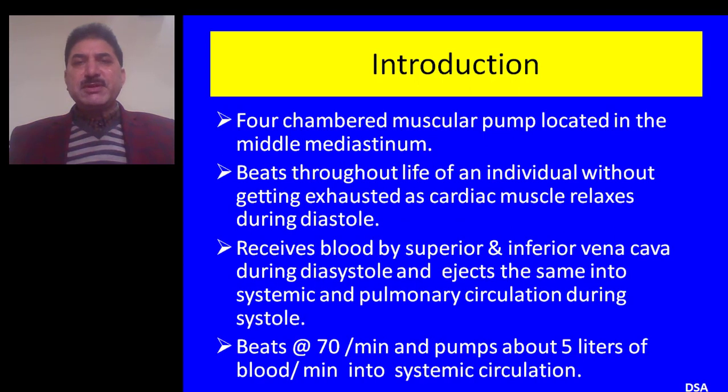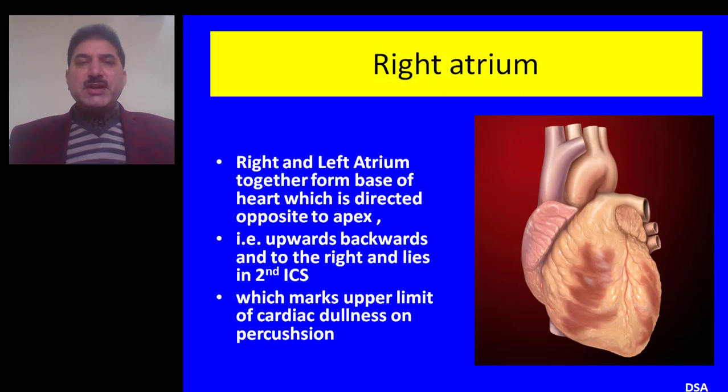Heart is a four-chamber muscular pump located in the middle mediastinum. It beats throughout the life of an individual without getting exhausted, as cardiac muscle relaxes during diastole. It receives blood by the superior and inferior vena cava during diastole and ejects the same into the systemic and pulmonary circulation during systole. The heart beats at the rate of 70 per minute and pumps about 5 liters of blood per minute into the systemic circulation. Right atrium.